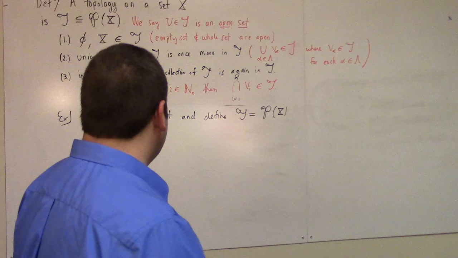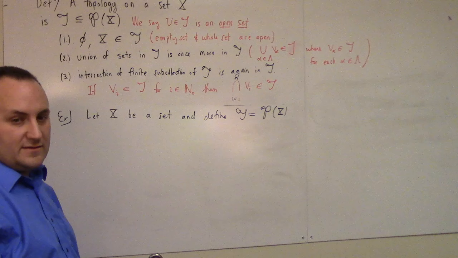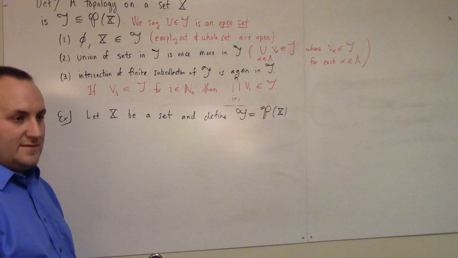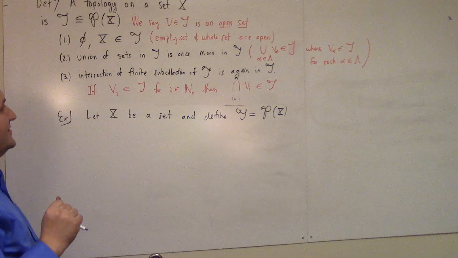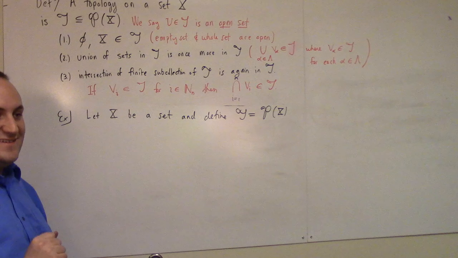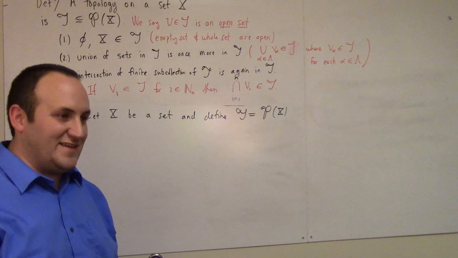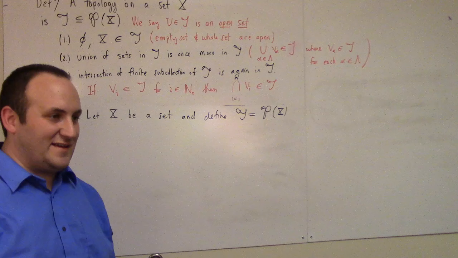True. Okay, so how about this? What about the power set? The power set is a collection of sets, a collection of subsets of X. So check the axioms. Is the empty set and the whole set in the power set? Yeah. Check. Is the arbitrary union of subsets of a set once more a subset of the set? Yes. Check. Is the finite intersection of subsets of a set, again, a subset of the set? Check. The power set is very greedy. In fact, this is a topology.